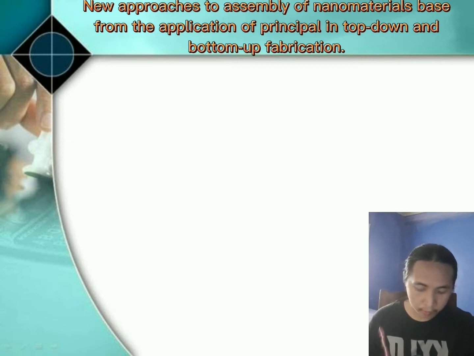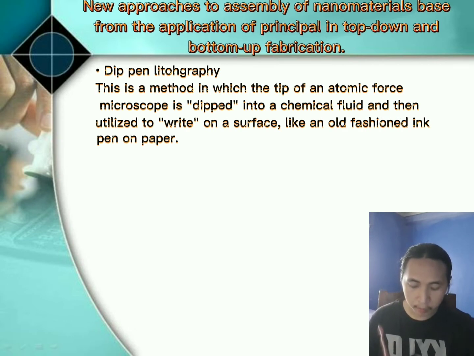These are new approaches to the assembly of nanomaterials based on the application of principles in top-down and bottom-up fabrication. This includes dip-pen lithography. It is a method in which the tip of an atomic force microscope is dipped into a chemical fluid and then utilized to write on a surface, like an old-fashioned ink pen onto paper.